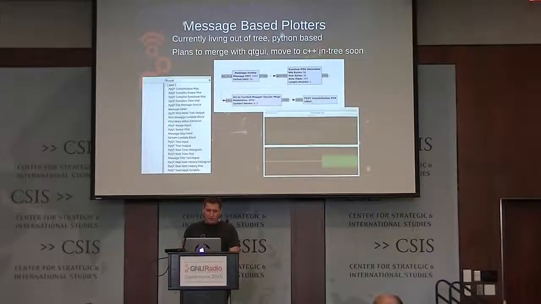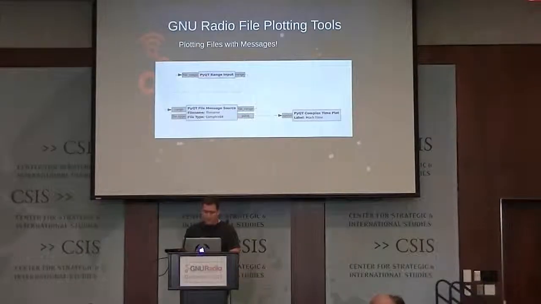I'd like to work to get these in tree, but they're out of tree for now, and they're all Python for now. One of the cool things you can do with that is plot random reads out of a file. Instead of trying to stream a whole sample file in, you can have this message file source, which will seek to some offset, read in samples, and then throw them to this message plotter. We have this range widget where anytime you move the range scroller back and forth, it's going to send a message to the file message source to read in a new chunk of data at a new offset, which will then send the message over to the plotter.